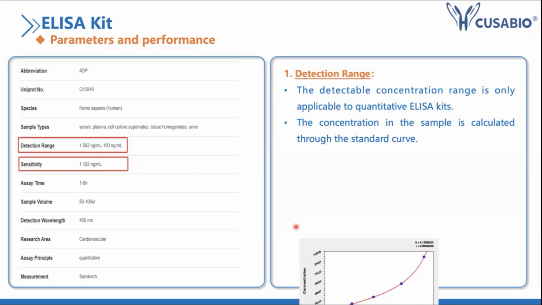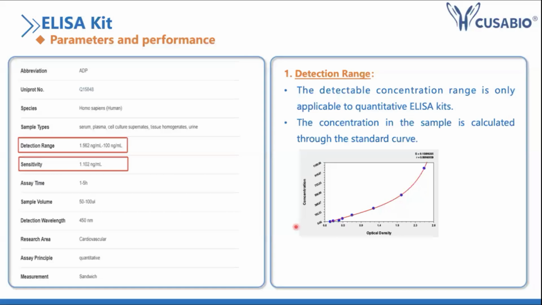Also, the concentrations are calculated based on the standard curve from our standard protein. People can use different software to make this standard curve and then quickly calculate the concentration. And next, the parameter is the sensitivity.